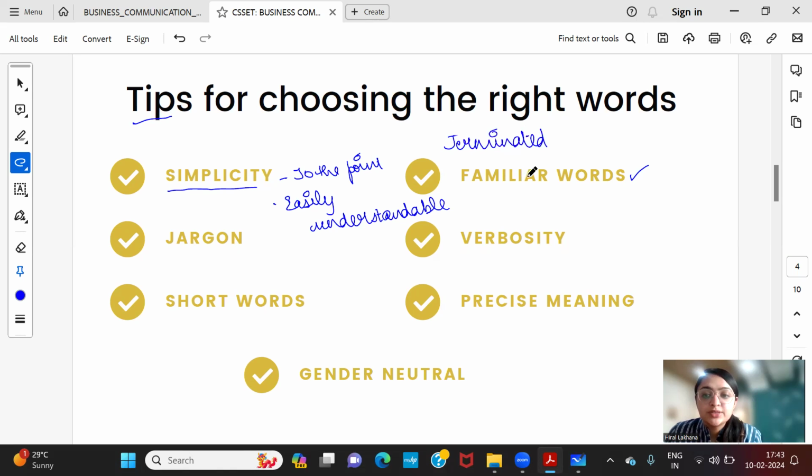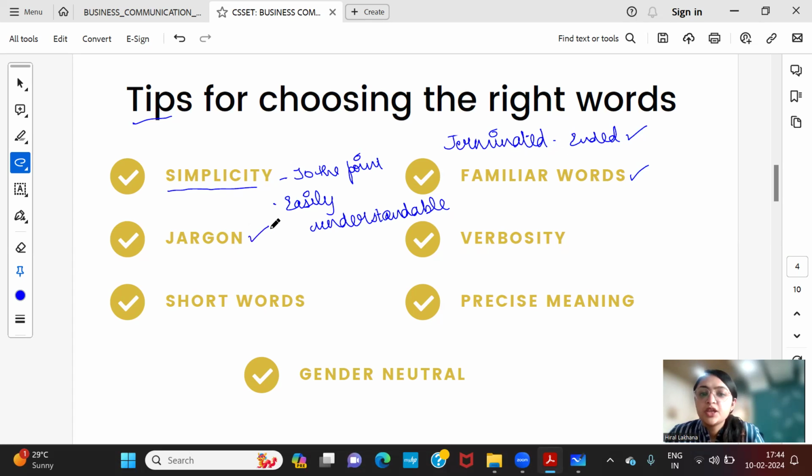However, while using this in a layman's language in non-technical terms, terminated would not be the right word to use, because this becomes very technical, this becomes very related to the subject. So instead of that, we can say the contract has ended. So if we are using ended, so ended is a more familiar word as compared to terminated. So similarly, we should use familiar words to make sure that the sense in which the speaker is trying to communicate is the same sense in which the listener understands what the speaker is trying to communicate.